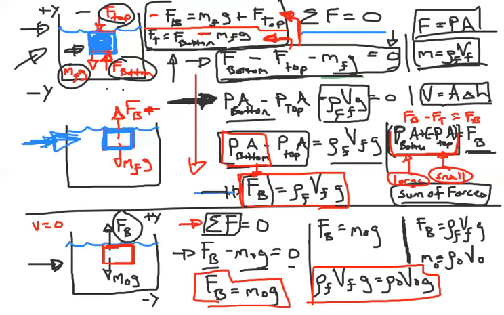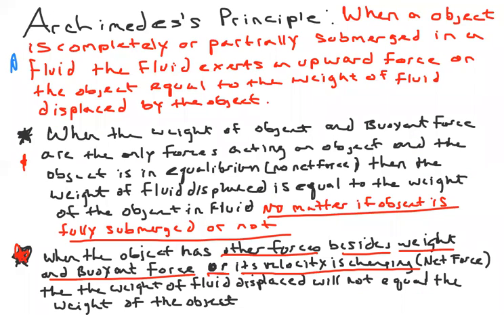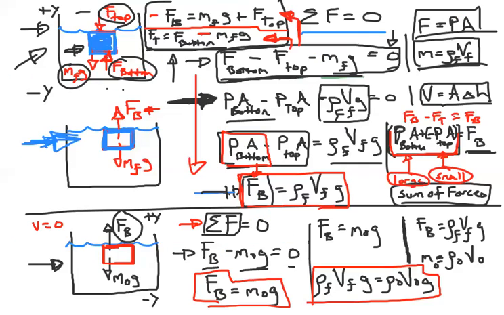What? Oh, wait a minute. That's what Archimedes' principle was trying to tell us, right? Archimedes' principle says that when an object is completely or partially submerged, the fluid exerts an upward force on the object equal to the weight of the fluid displaced by that object. So this is telling us two things, and this is a very special case. Remember, we said that only when the object is in equilibrium is the buoyant force equal to the weight of the object. This is the only time it's true.